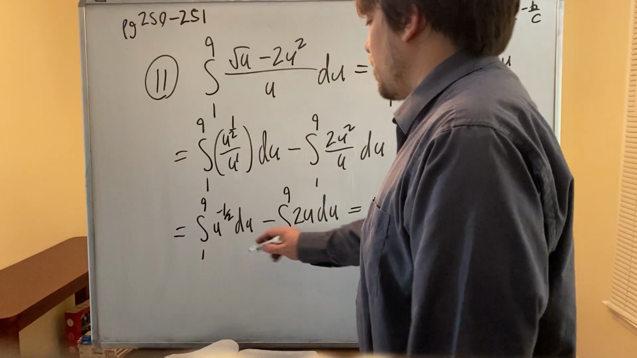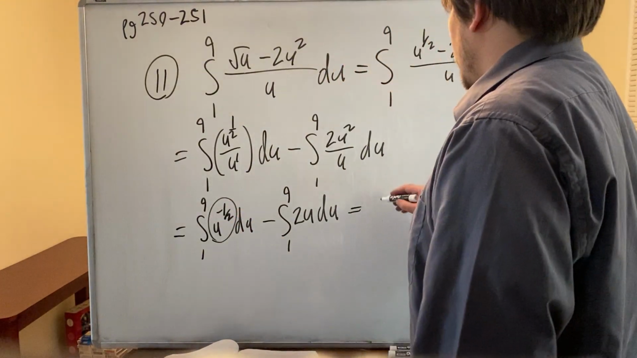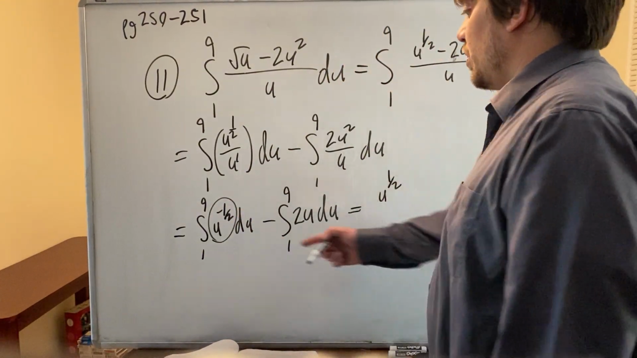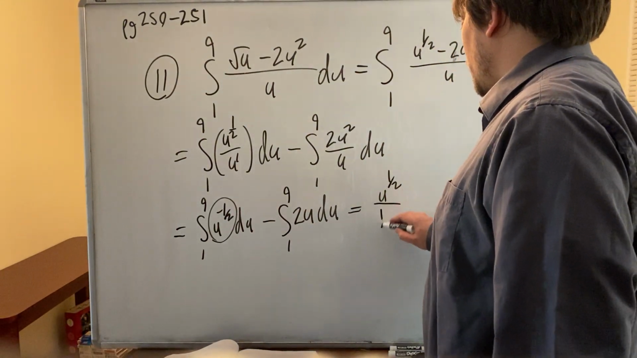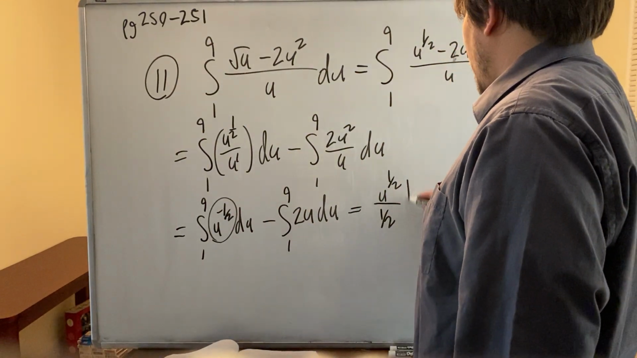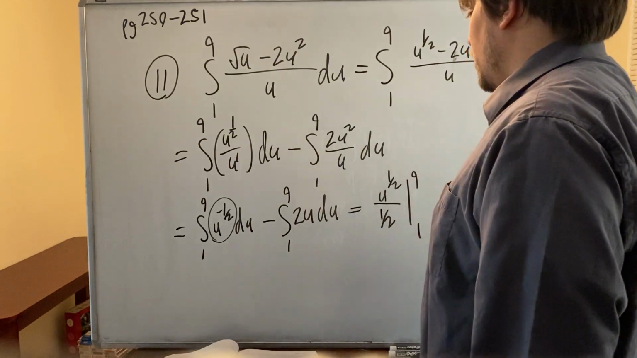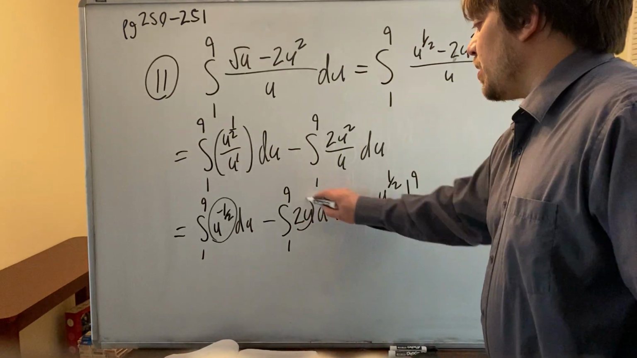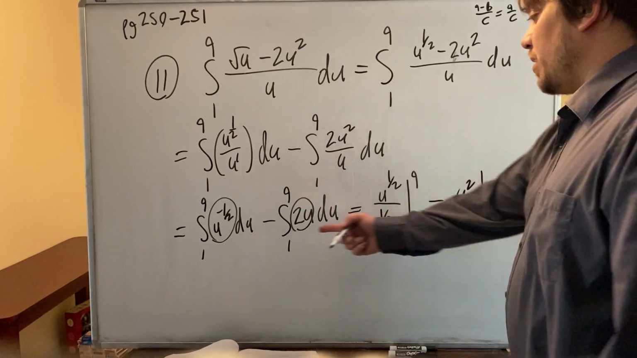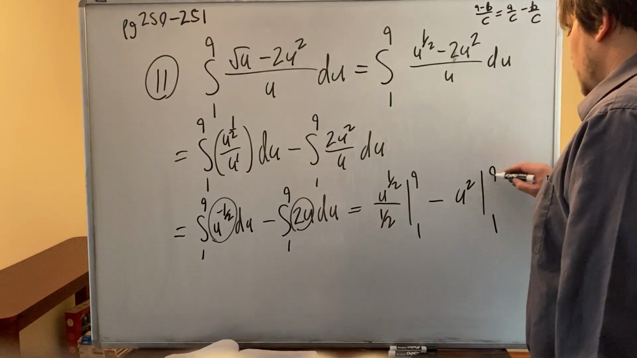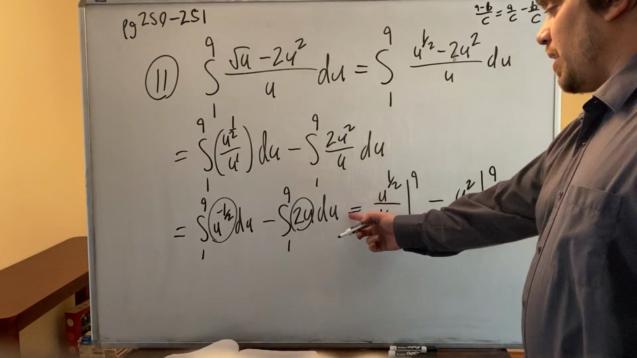Okay, so now let's calculate each definite integral. This one, find an antiderivative of that. That's u to the 1/2. Add 1 to the exponent, you get 1/2. Divide by the new exponent. Evaluated from 1 to 9. Minus, find an antiderivative of this, which is u squared. And evaluate it again from 1 to 9. This is using the evaluation theorem twice.